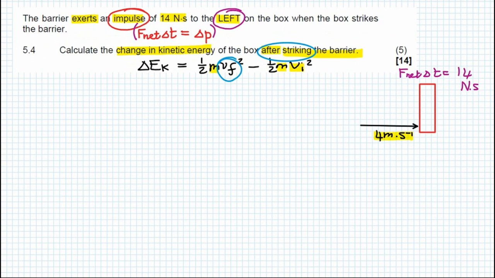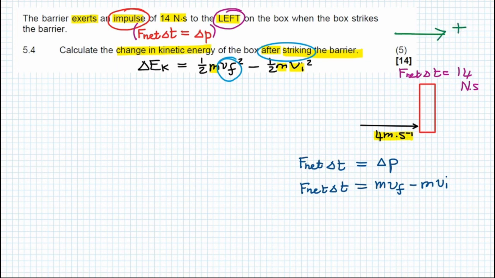So since we need to calculate the final speed or velocity, we can make use of the value of impulse that has been given to us. We know impulse is the net force multiplied by change in time, which is equal to the change in momentum. Change in momentum is mv final minus mv initial. We know the impulse, right? So we know the value of the impulse was given to us as 14, but we need to choose at least one direction to be positive. So let's choose towards the right as positive. You're welcome to choose towards the left as positive.